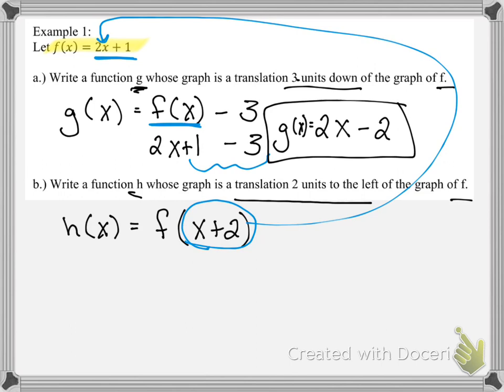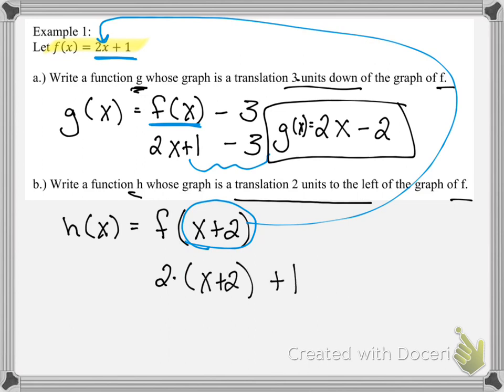So instead of 2 times x like I have up here, I'm going to have 2 times this guy. It'll be a little different when I put it in. Because my function, my f, is 2 times x plus 1, I'm going to have 2 times, but instead of x, I'm putting this x plus 2 in there. So I have 2 times x plus 2, plus 1.